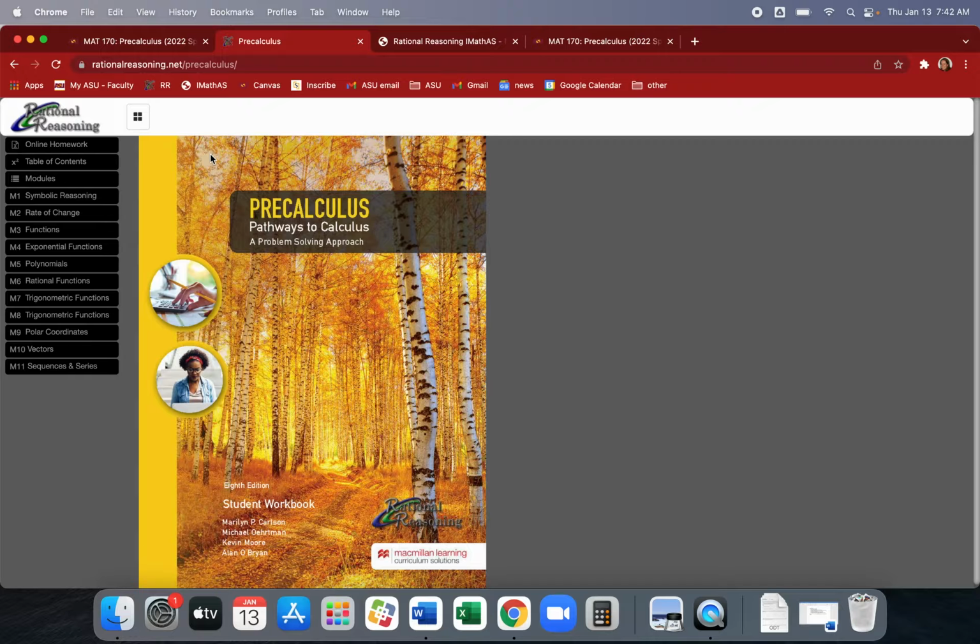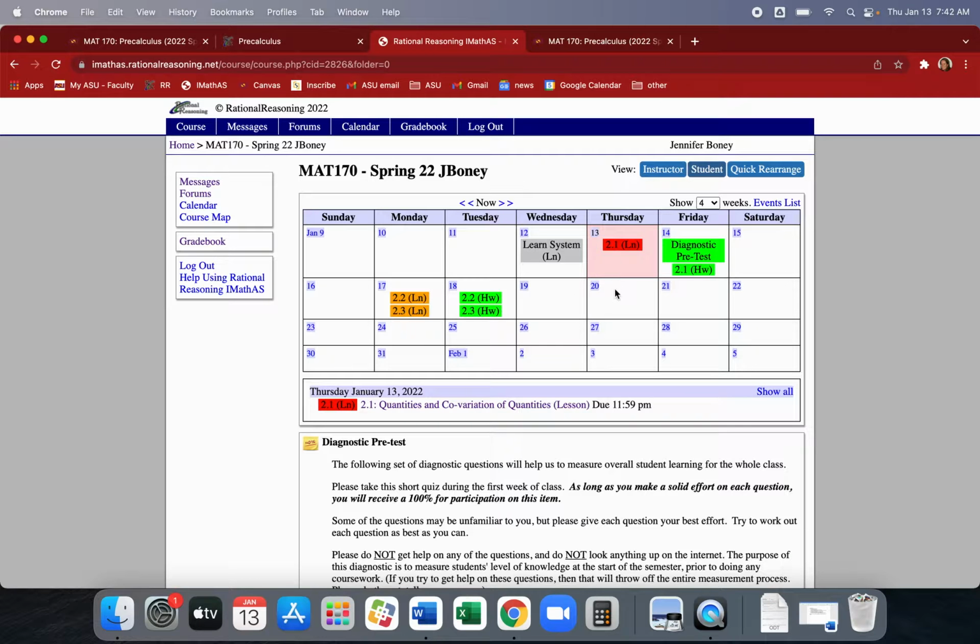How many of you already have the bundle and access sorted out? I know not everybody has all the access sorted out, but make sure you get that as soon as possible, because as you saw on that calendar, we do have this 2.1 that's due tonight, and that is in the iMath section. If you haven't purchased your access, you won't be able to get to this site just yet.